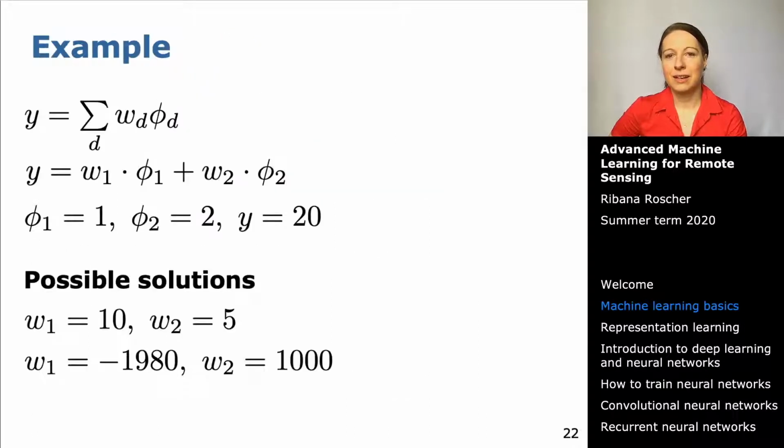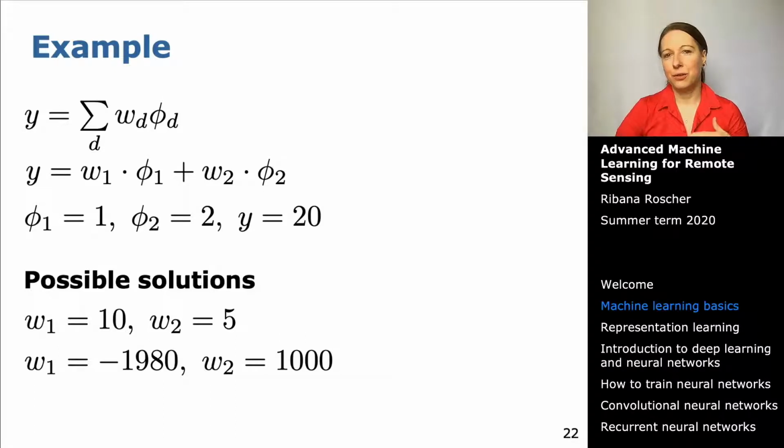So let's have a look at an example. Let's assume you want to determine the parameters of a regression function, where the number of parameters in this case is given by 2. That means you have W1 and you have W2. Now let's say you have observations phi1 and phi2 and an output value of y of 20. You can think of possible solutions, for example, with W1 is 10 and W2 is 5. Another possibility would be to have W1 as minus 1980 and W2 of 1000.